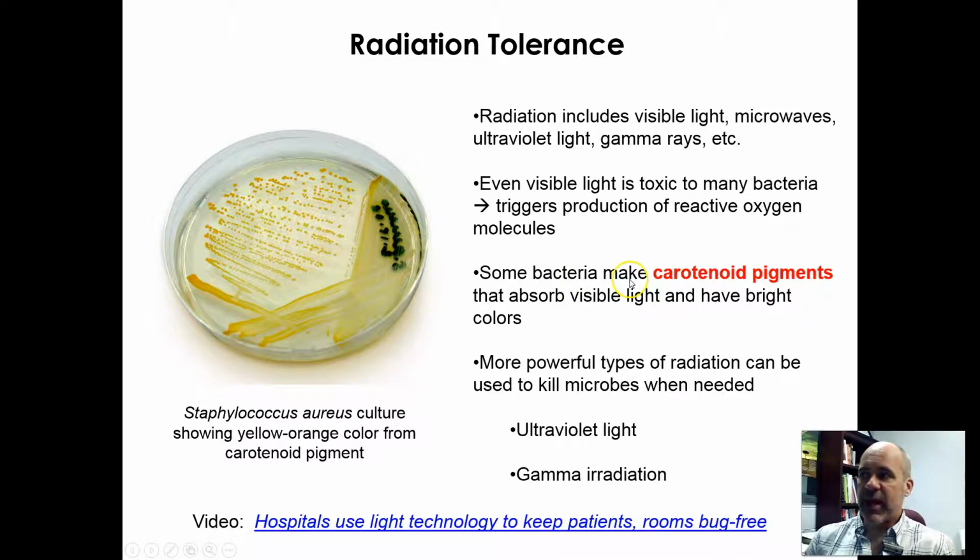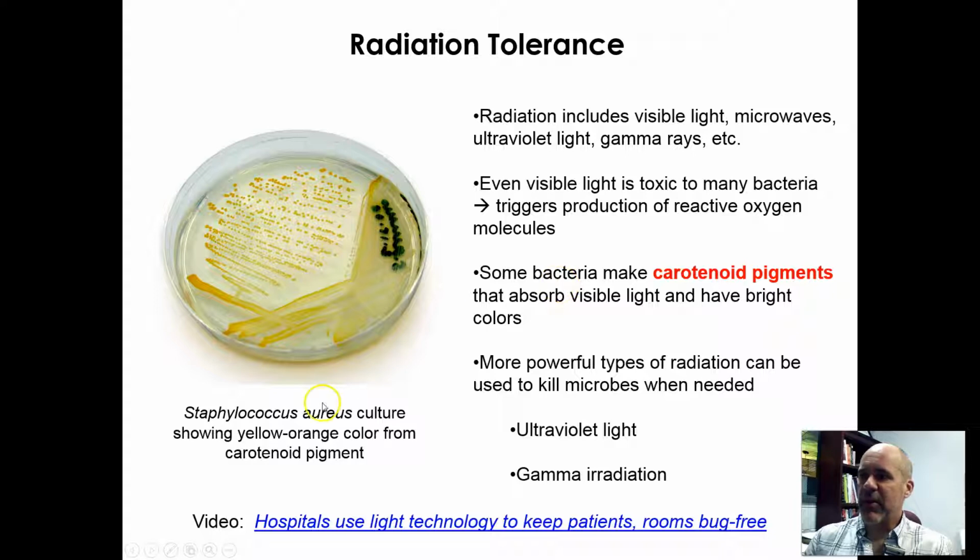Some types of bacteria make pigments called carotenoid pigments. It kind of sounds like carrot. These tend to have yellow, orangish, or goldish colors. The reason they have color is because they're absorbing most visible light. They're reflecting back only certain wavelengths of visible light, and those are the ones that you can detect as particular colors with the eye.